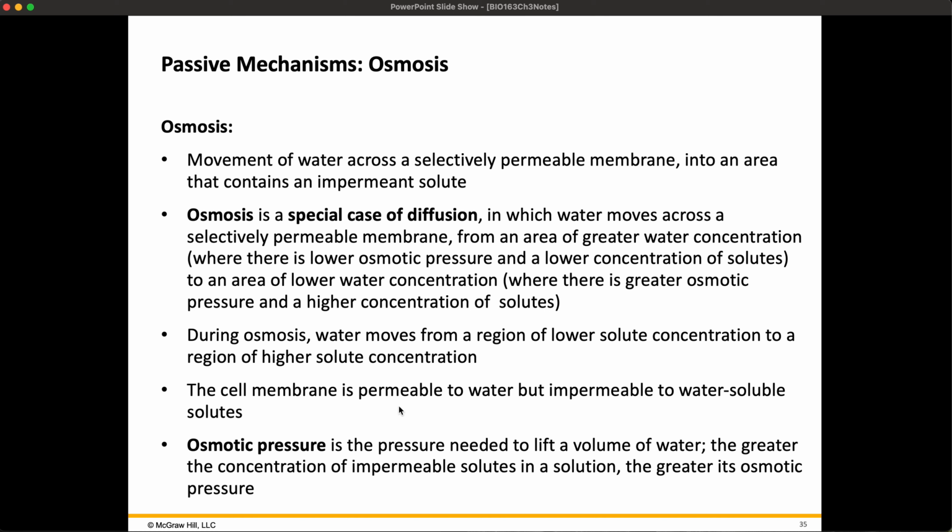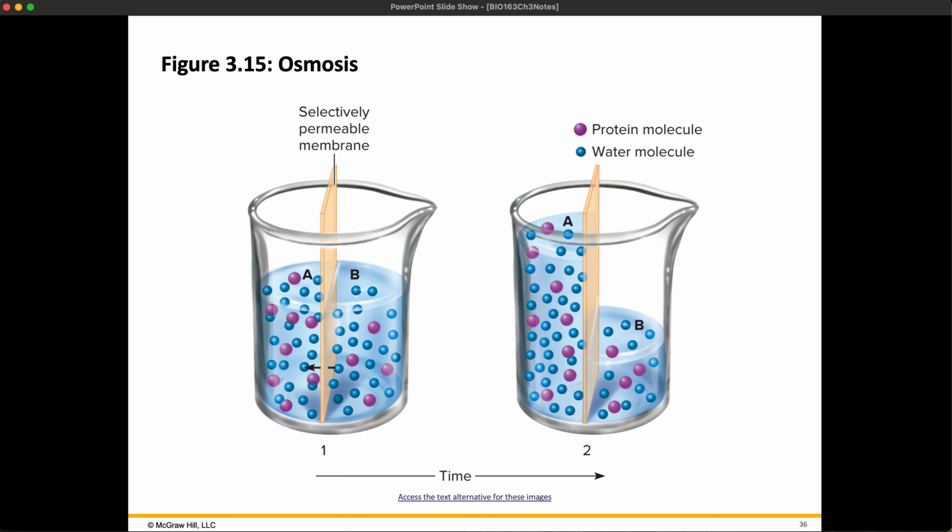So essentially with the movement of water, think about a river or a waterfall. As water moves, it has this pressure, this force behind it. And so how much of that force, that pressure, is going to be required to move that volume of water. And so the greater the concentration of solutes in a solution, the more hypertonic something is, the higher your osmotic pressure is going to be.